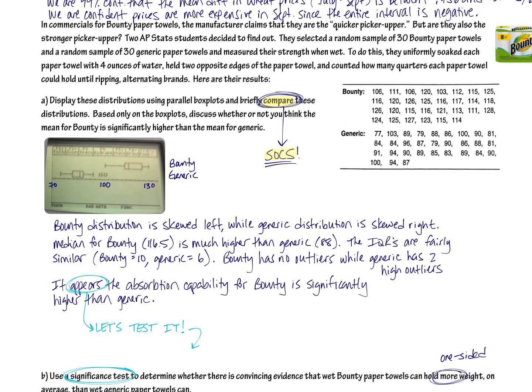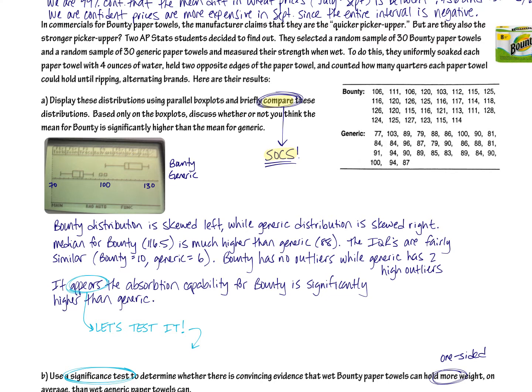All right, you guys, here we are doing our Chapter 10 Means Comparison Significance Test. I am basically in the middle of Section 10.2, starting somewhere in the middle, page 9, I think it is. But it's this Bounty versus generic paper towel, quicker picker-upper situation.